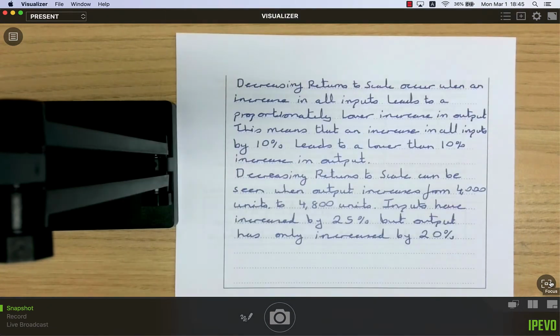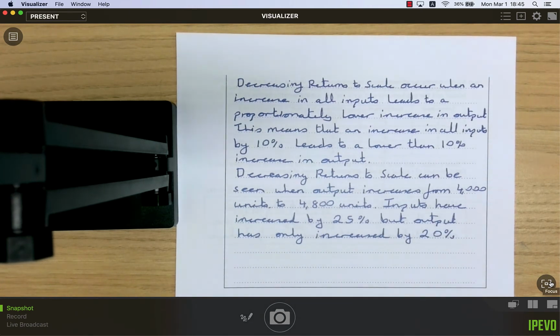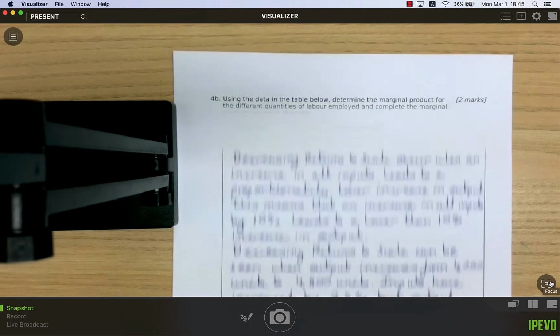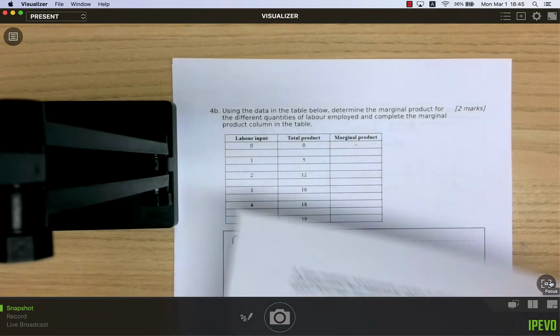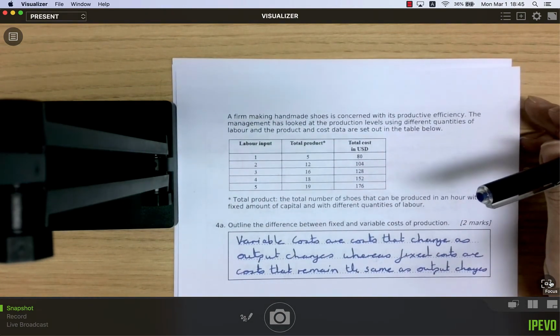So the increase in output was a lower percentage, a lower proportion, than the increase in inputs used to cause that extra output to be produced. Inputs have increased by 25%, but output has only increased, and I'm not being flippant about it, by 20%. That's what diminishing returns to scale is, however you want to look at it.